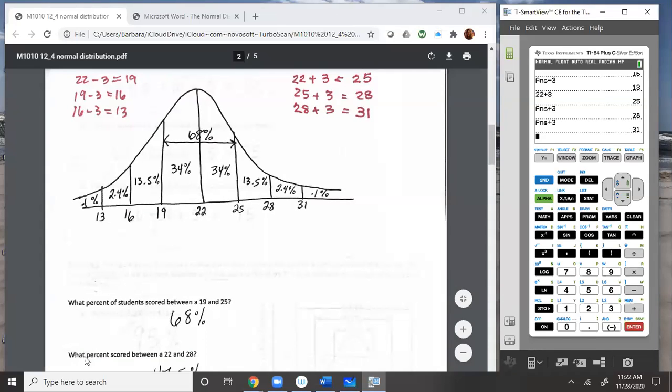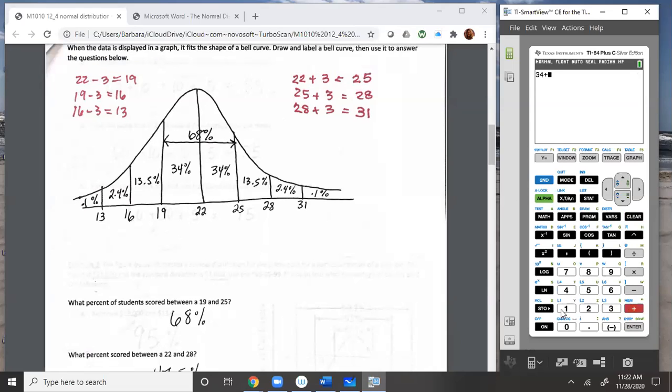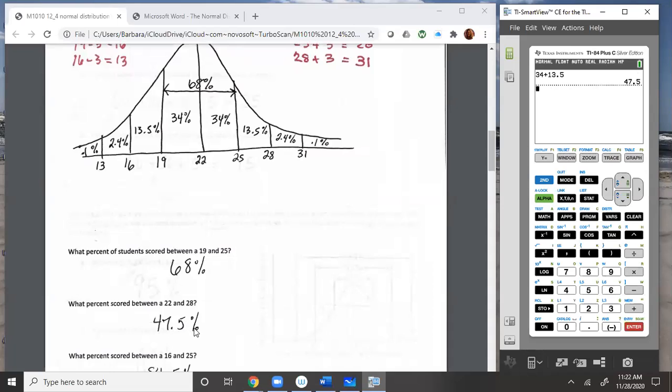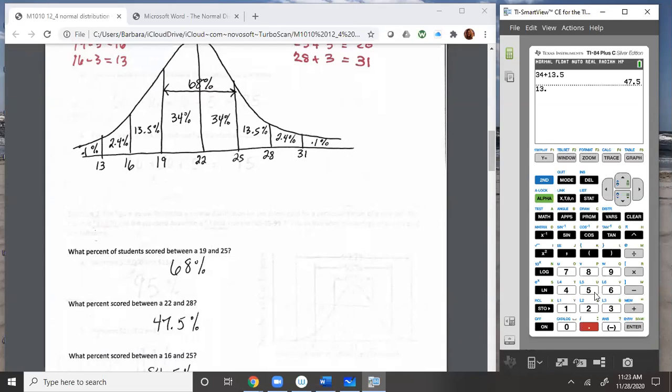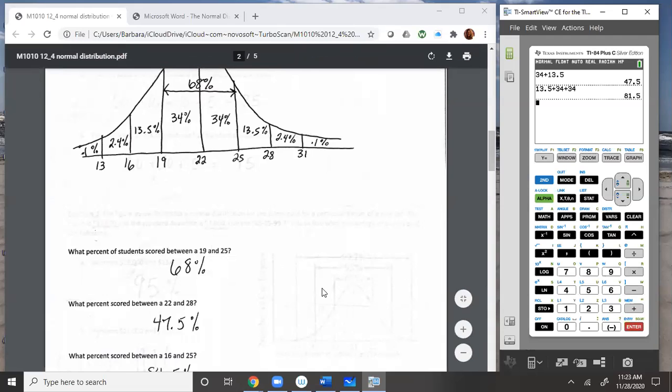The next problem, what percent scored between 22 and 28? So here we have 34 plus 13.5. You could put this on your calculator. That's equal to 47.5%. What percent scored between a 16 and 25? So we're going to add 13.5 plus 34 plus 34, which is equal to 81.5%.